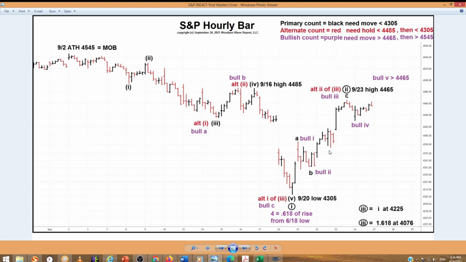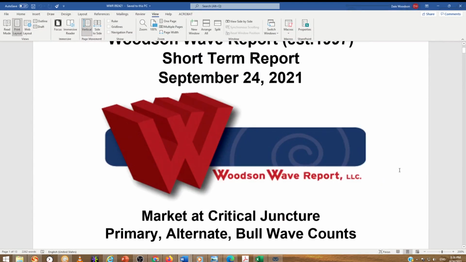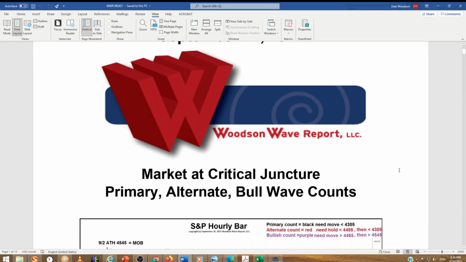I think this one is enough. This has 3 different wave counts. We've got make or breaks upside and downside for each scenario. We'll see how it plays out. Like the title of the newsletter to our paying customers, the Wave Report, says, critical juncture, primary and alternate bull wave counts. We'll see which way it goes, and we'll see if that Fibonacci time spiral of September 23rd holds or has any slippage from where it is now.